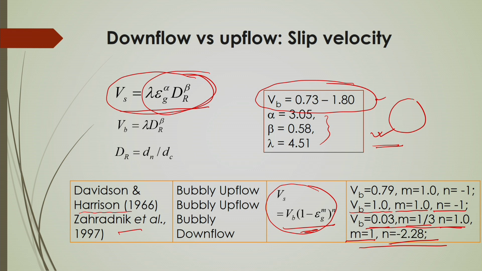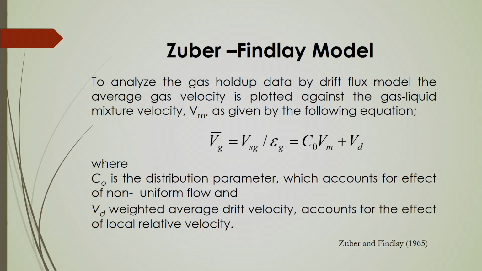So, we can analyze the upflow and downflow systems separately, to see what the bubble rise velocity in the downflow system and in the upflow system would be based on this slip velocity model. Another model, very important to analyze and predict the gas hold up, is called the drift flux model.